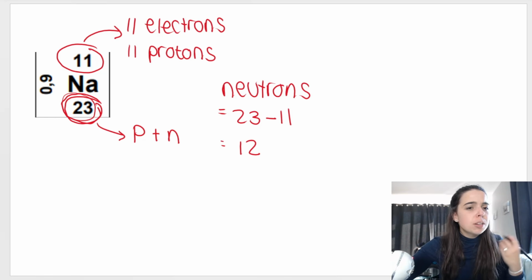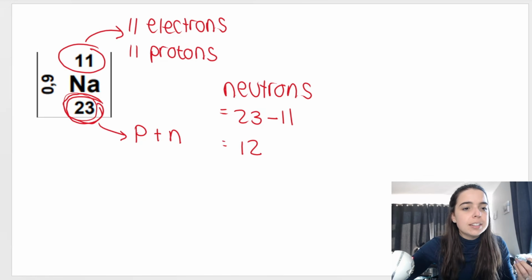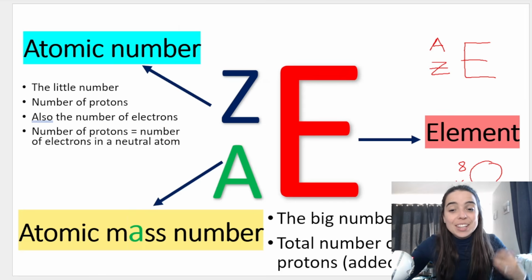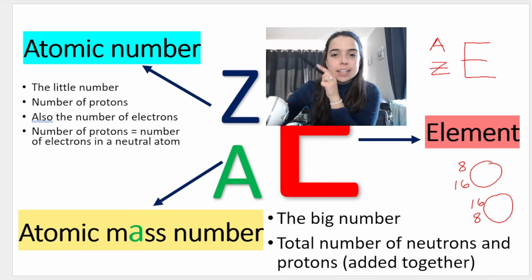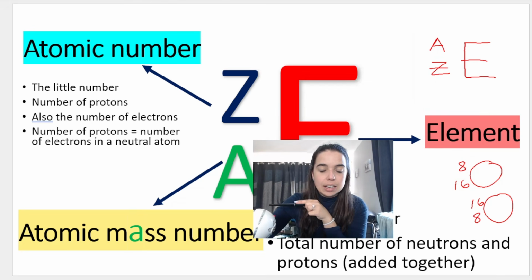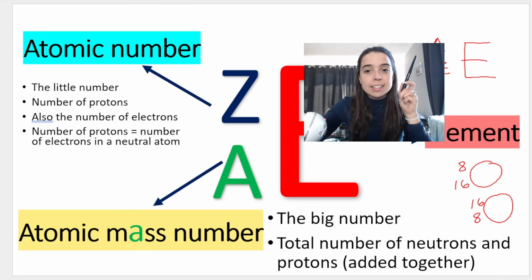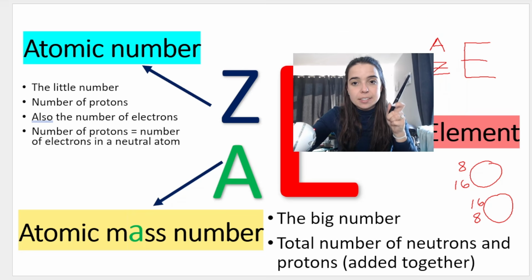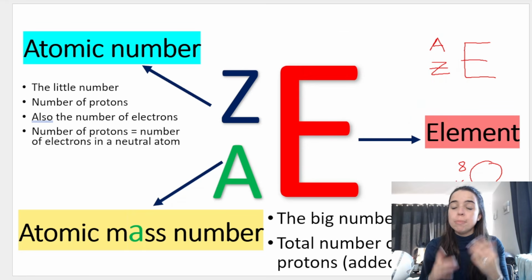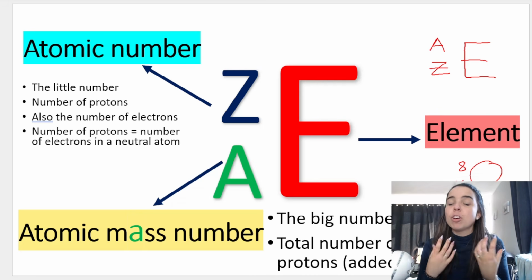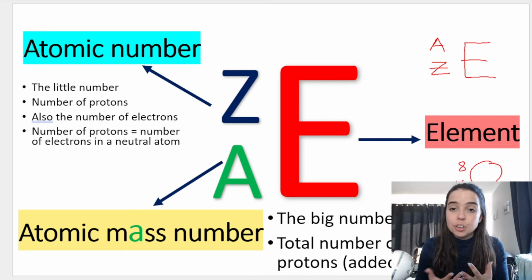Now, in this video, we're just going to be focusing on how to place it in that notation. This is a very nice, important summary slide. Take note how over here, I've written it as EZA. However, they could write it as EAZ. So the A might be at the top or the bottom, and the Z might be at the top or the bottom, depending on how they give it to you. But E will always be the element.